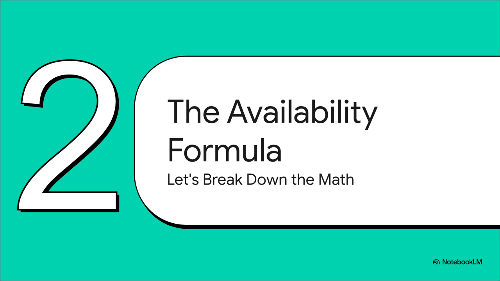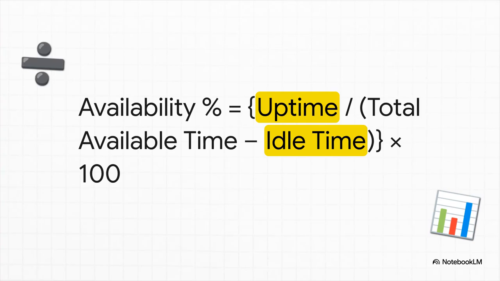All right, so now that we've got the concept down, let's pop the hood and take a look at the formula. And don't worry, the math here is really straightforward. Breaking it down is going to make everything just click into place. And here it is. So, availability is uptime divided by, and this part's important, total available time minus idle time. Now, it looks simple, but the real key is knowing what each of these things actually means. So, let's tackle them one by one.